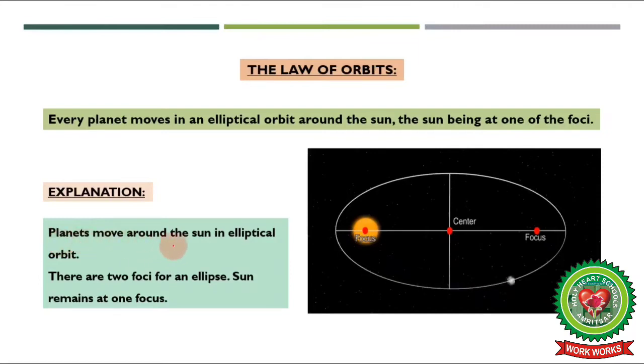Planets move around the Sun in an elliptical orbit. There are two foci for an ellipse. The Sun remains at one of the foci. So this is the way planets revolve around the Sun.